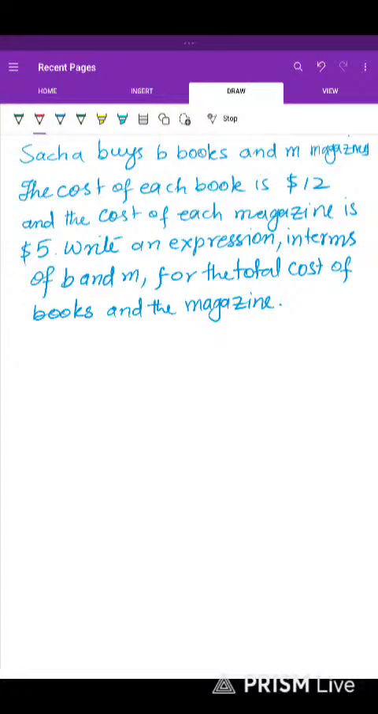And look, Sacha buys B books and M magazines. The cost of each book is $12 and the cost of each magazine is $5. Write an expression in terms of B and M.